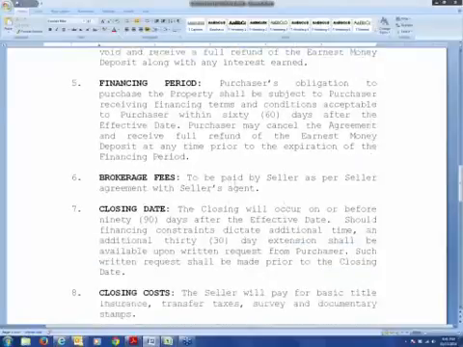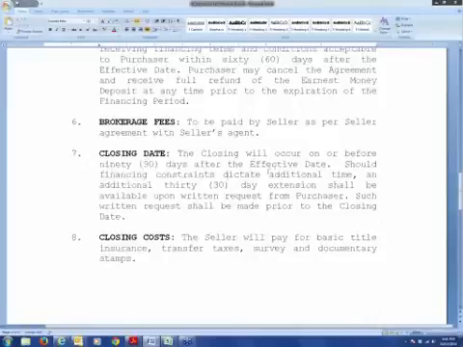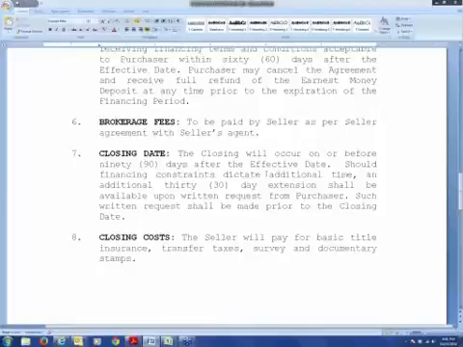Brokerage fees paid by the seller. Closing will occur on or after 90 days after the effective date. Now, get a load of this particular hole big enough that I can drive a train through.